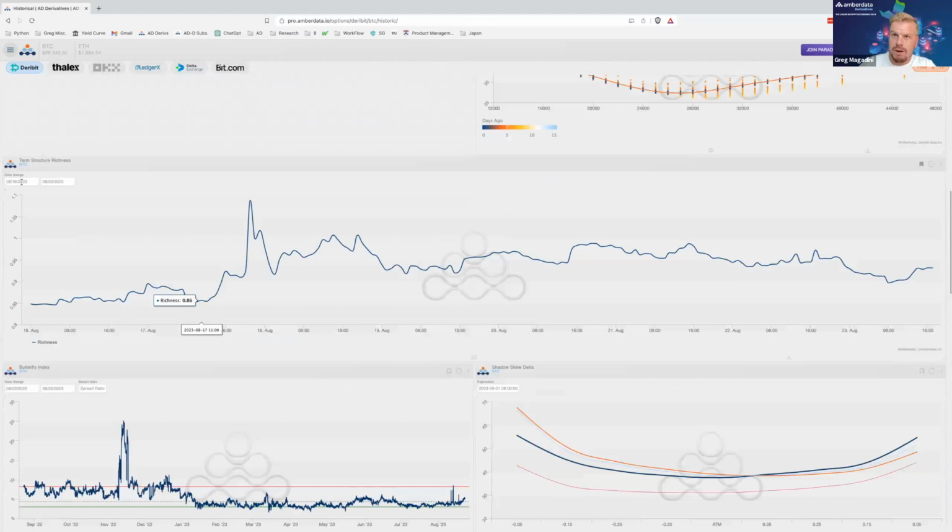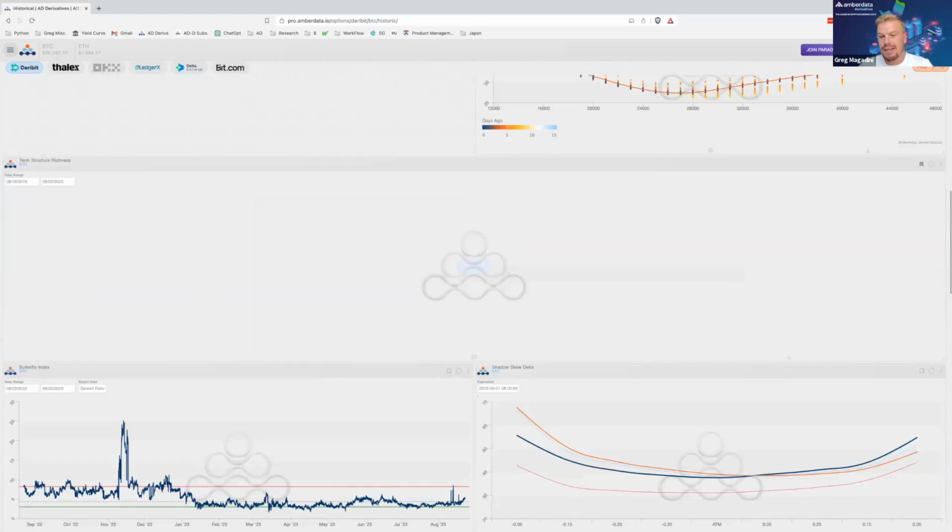This next chart is one of my favorite charts. What we're doing here is we're looking at a term structure richness or cheapness.